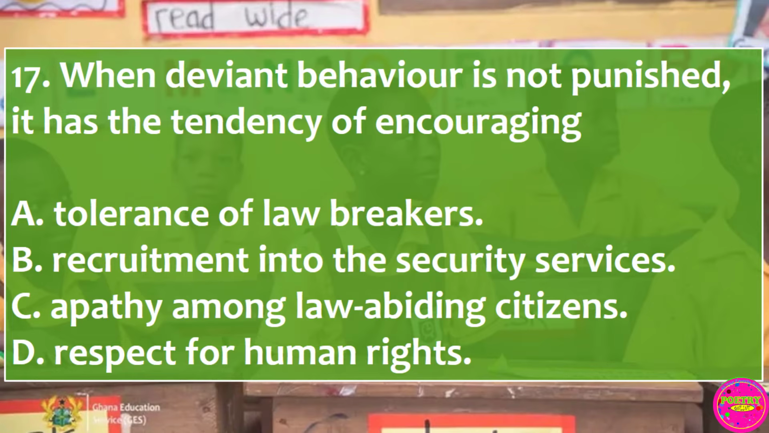Question 17. When deviant behavior is not punished, it has the tendency of encouraging A. Tolerance of lawbreakers. B. Recruitment into the security services. C. Apathy among law-abiding citizens. D. Respect for human rights. The correct answer to this question is A. Tolerance of lawbreakers.